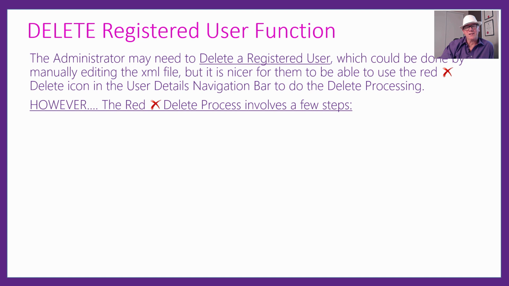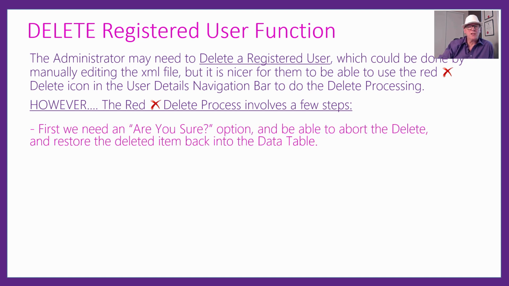So that red X delete processing though isn't nearly as easy as saving a new user was, okay? This involves quite a few steps, and you may need to work through this slowly, re-look at parts of the video and take a break after this section because there are quite a few steps, so be warned. So first, whenever you do a delete, it's kind of standard programming practice that you need an "Are you sure?" message pop up, and they can say yes or no, because they might have just accidentally clicked that red X button.